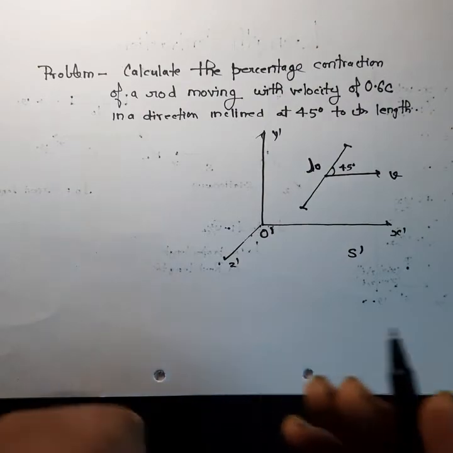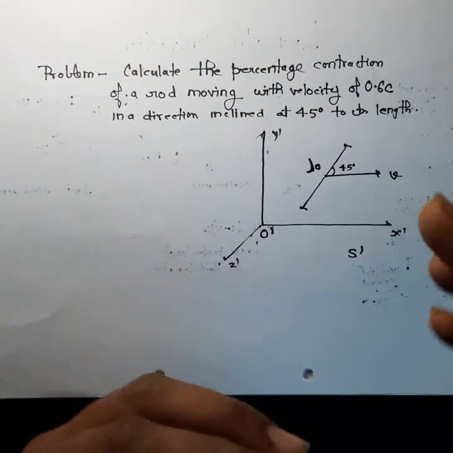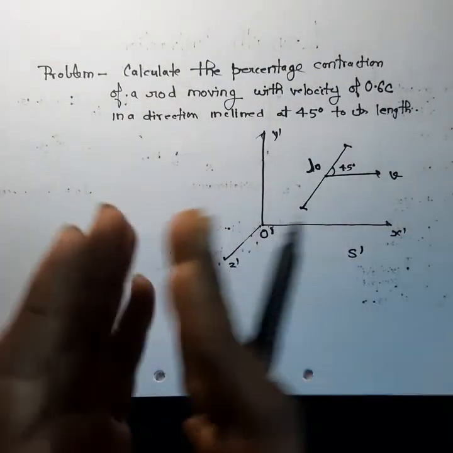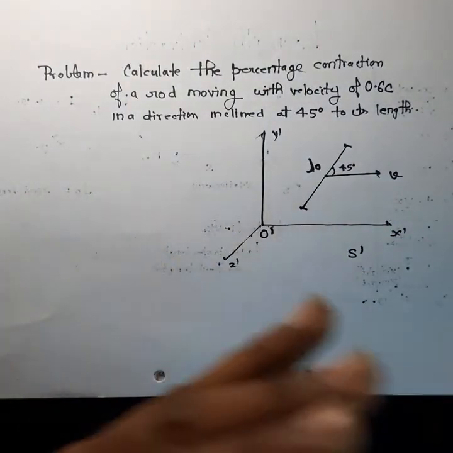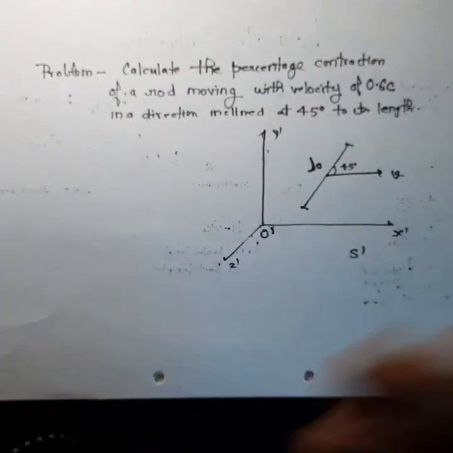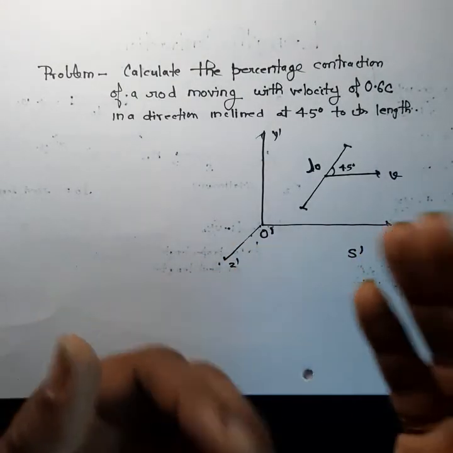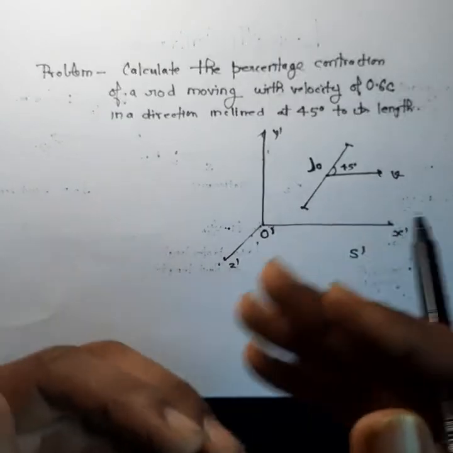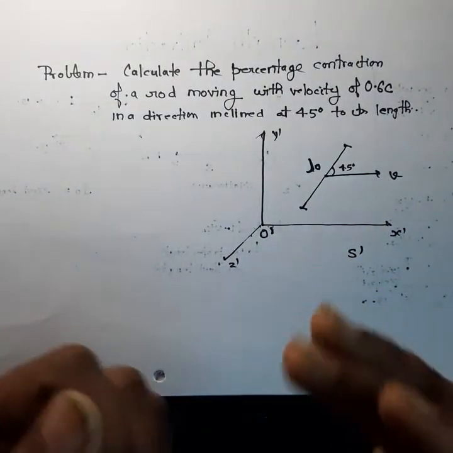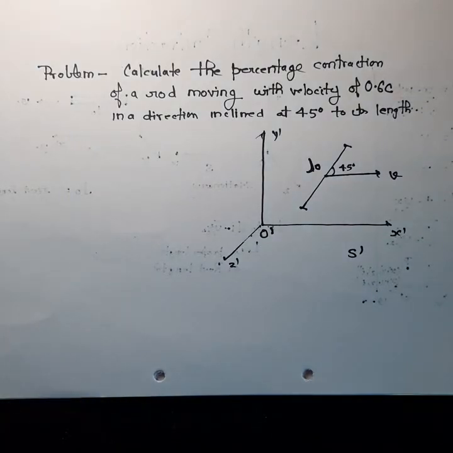Now we have to calculate its length, which means we have to calculate the percentage contraction. You know that when the rod is moving with some velocity, the observer which is at rest will find its length shortened by some fraction. So we have to calculate what the contraction in its length is.